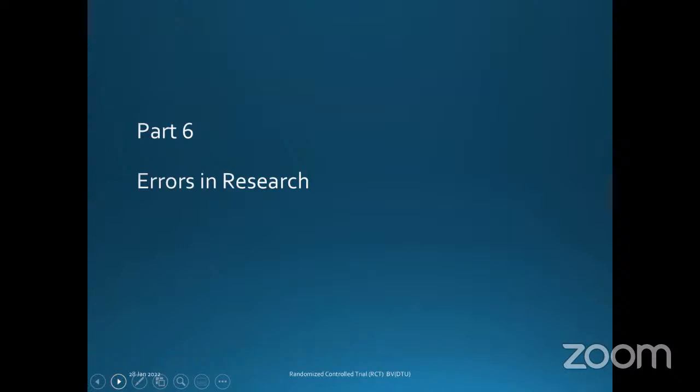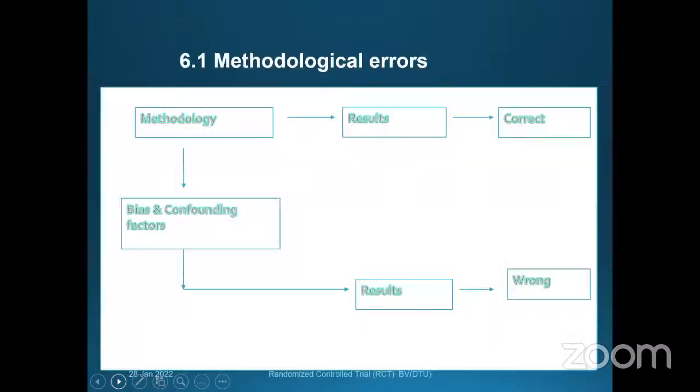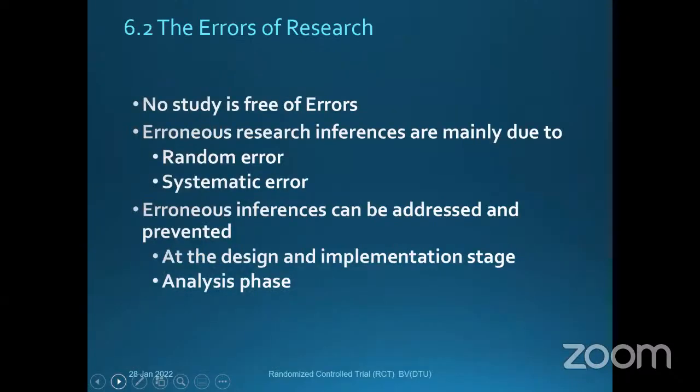So there are errors in research, there are confounders, there are biases. So we should know before an RCT what the biases and confounding factors are. If they are there, the results will be wrong. If they are avoided, the results will be correct. So understand this, no study is free of errors. The erroneous research inferences are mainly due to random error, which can be corrected only by randomization, and systematic error, which can be corrected only by a proper research technique.